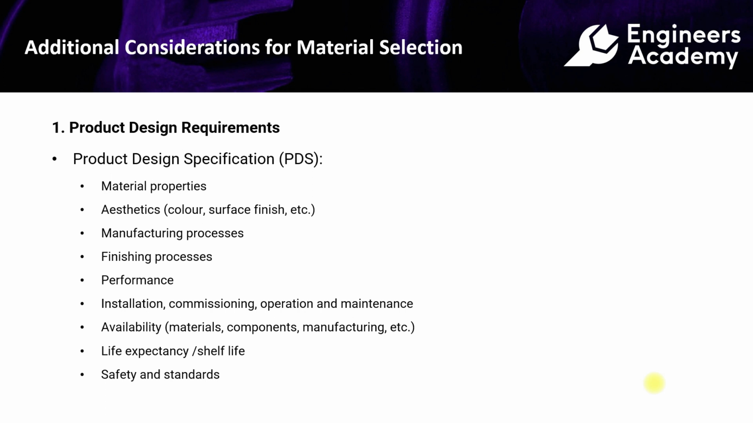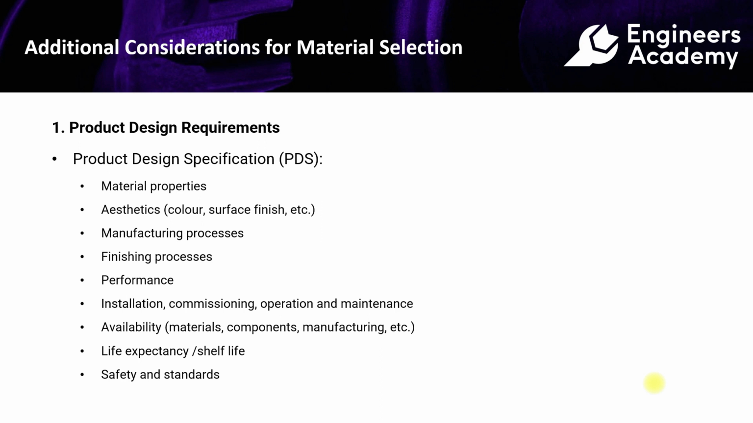So some of the things that might be included are things such as material properties. Now, we've already seen how we can select materials according to their material properties, but some of the other requirements might be things such as aesthetics. The design engineer may specify the colour or the surface finish of components, and then you'd obviously have to consider things such as the manufacturing processes and the finishing processes in order to achieve those requirements.